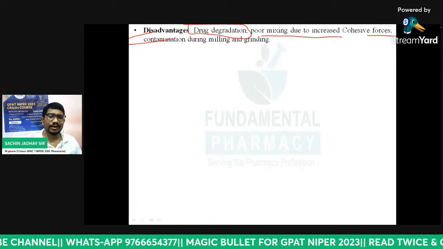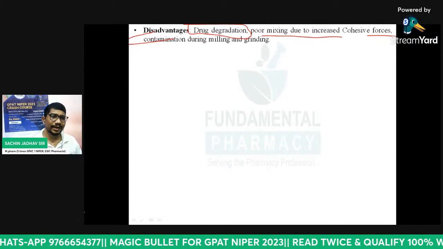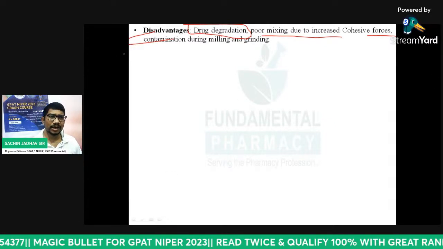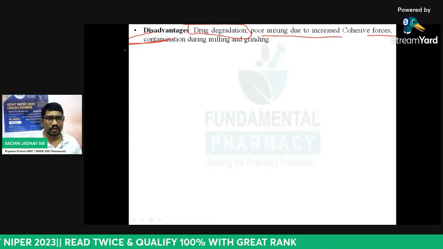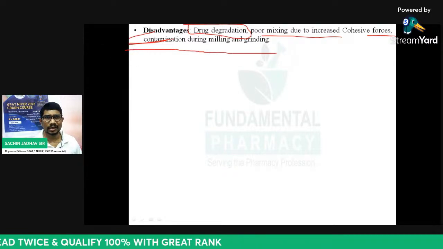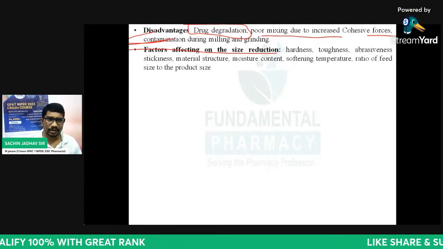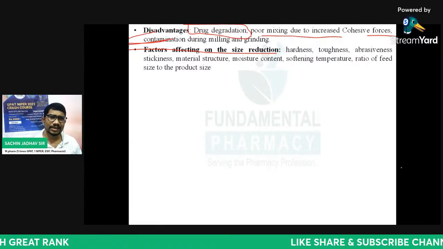Okay, then again contamination during milling and grinding. The mills are made up of either iron or steel or any other material, so that may be present as a contamination, right? So these are the disadvantages of size reduction. Now, factors affecting the size reduction.